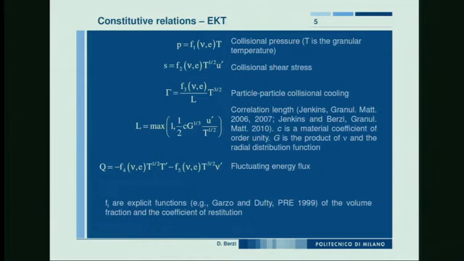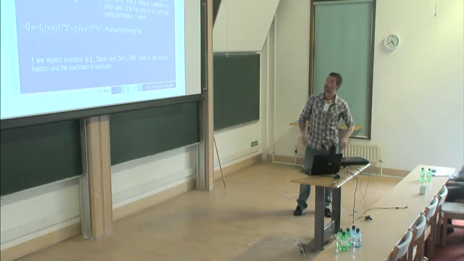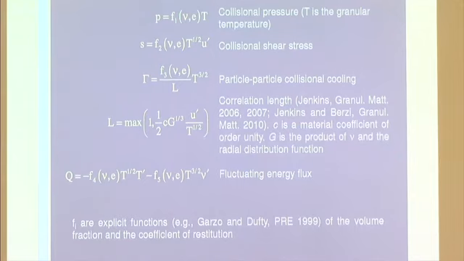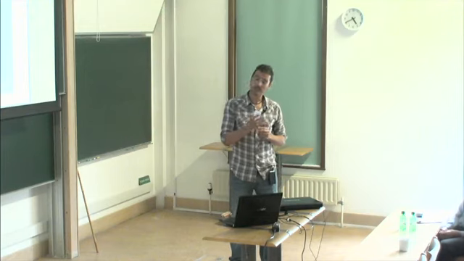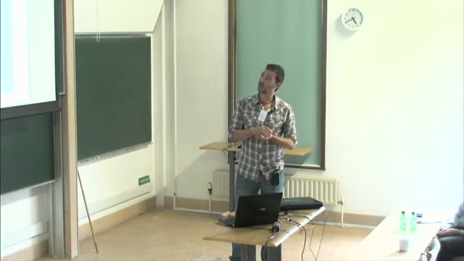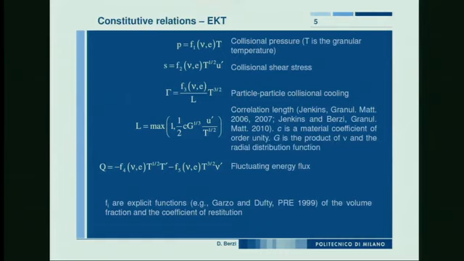Then I need constitutive relations. I'm using the constitutive relations from kinetic theory. So I have the equation of state for the pressure, quite simple, and a constitutive relation for the collisional shear stress and for the dissipation rate. This is the main difference between the classic kinetic theory and the extended kinetic theory, because when the flow is very dense, that means more than 50% in concentration, the molecular chaos assumption is no longer valid.